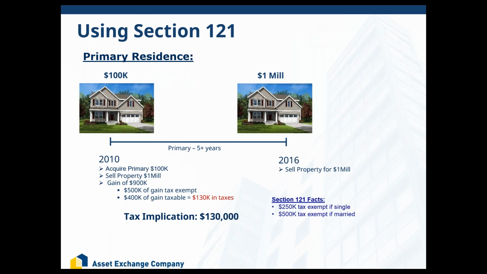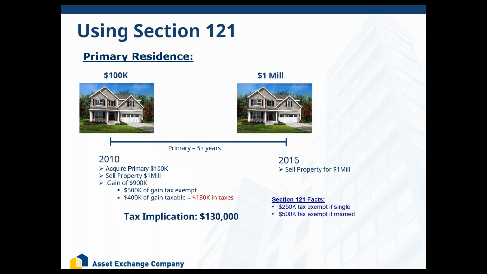We bought it for $100,000. Well, our gain's $900,000. Now, I know that's not exactly how you calculate it. We just talked about adjusted basis and everything else. But again, for the example, let's just keep it really simple. All right. So we have a $900,000 gain.